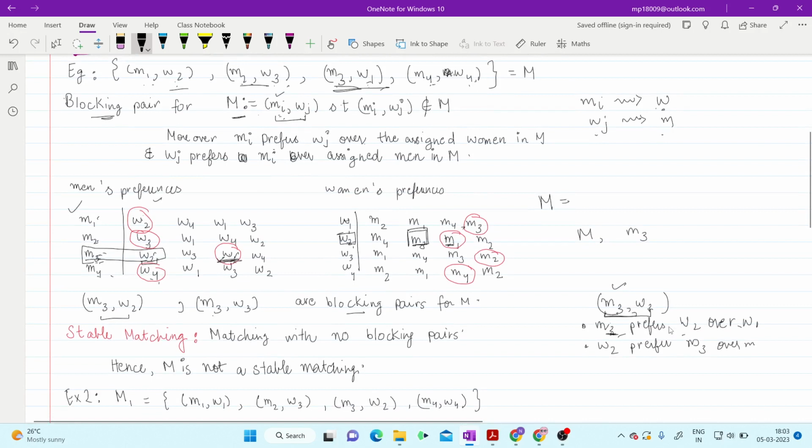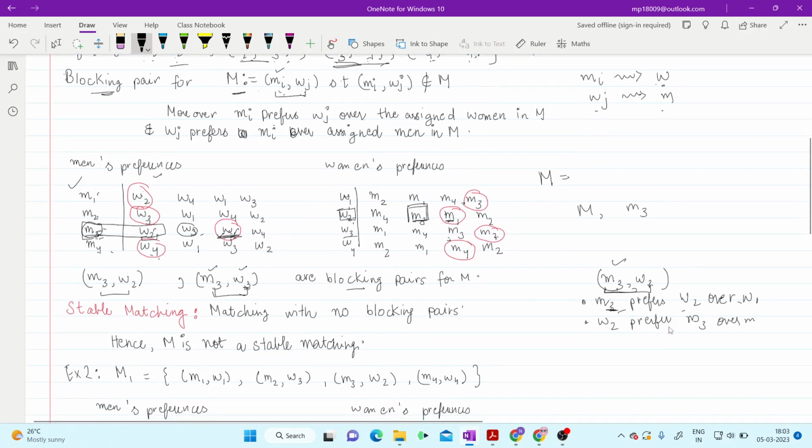And similarly, you see that M3 W3 is also a blocking pair. Why? M3 is assigned W1, but W3 appears before W1. And W3 has been assigned M2, but M3 appears before M2. Therefore, both M3 and W3 are better off with each other than the people they are assigned. Therefore, it is a blocking pair. Is the definition of blocking pair clear?